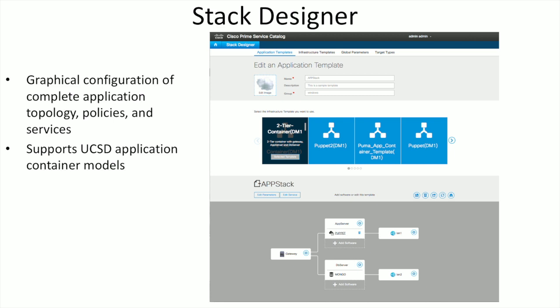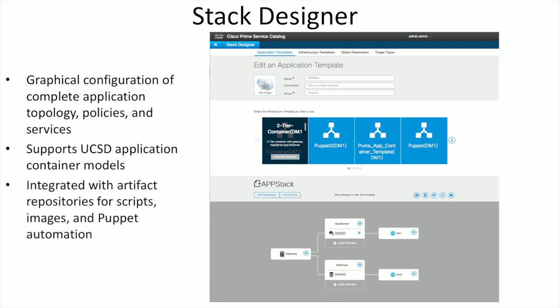The good thing about it is you've got all of that support pre-built into the platform, so you can use those capabilities within UCS Director, leverage them within Prime Services Catalog, and it's a seamless integration between the two. You have the ability to integrate with artifact repositories.